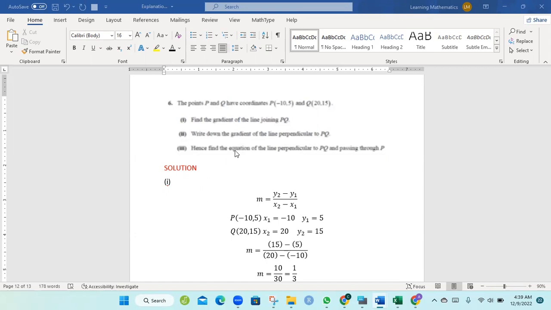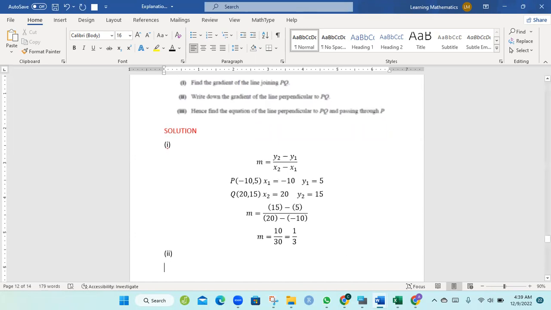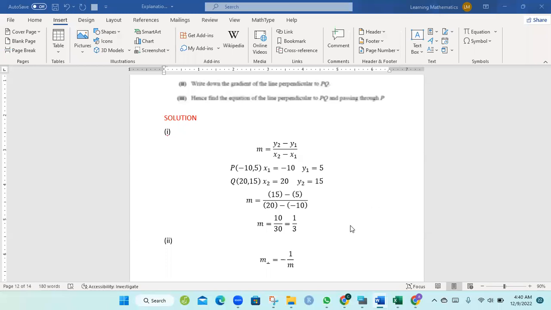Part 2 says to write down the gradient of the line perpendicular to PQ. So we have to use the relationship between the gradients of perpendicular lines. The relationship says that the gradient of a line perpendicular to another is -1 over the other one. So let's write this relationship down. Symbolically, the perpendicular gradient is equal to -1 over the other gradient.